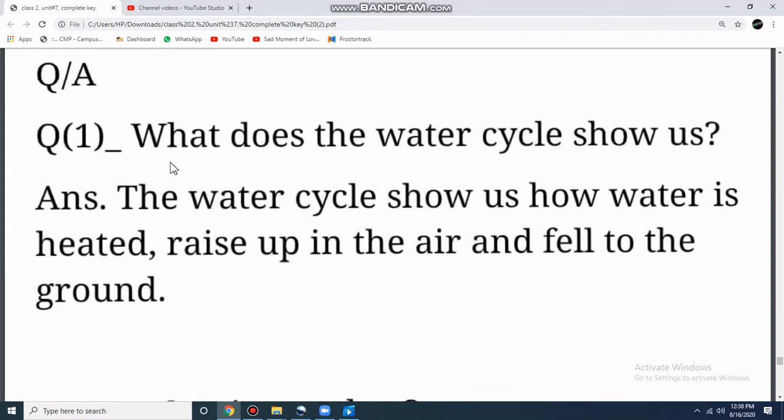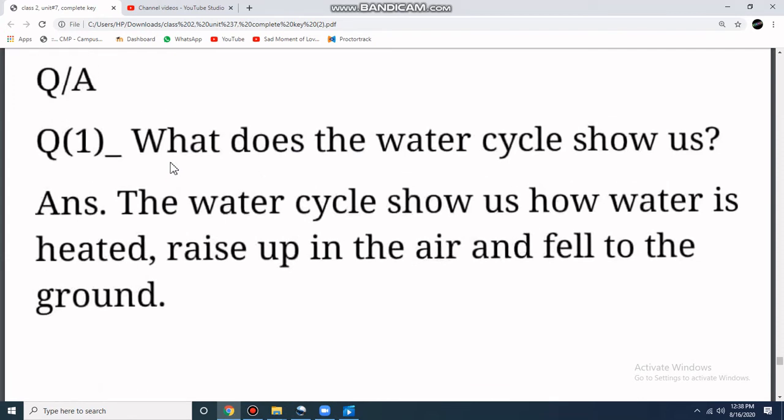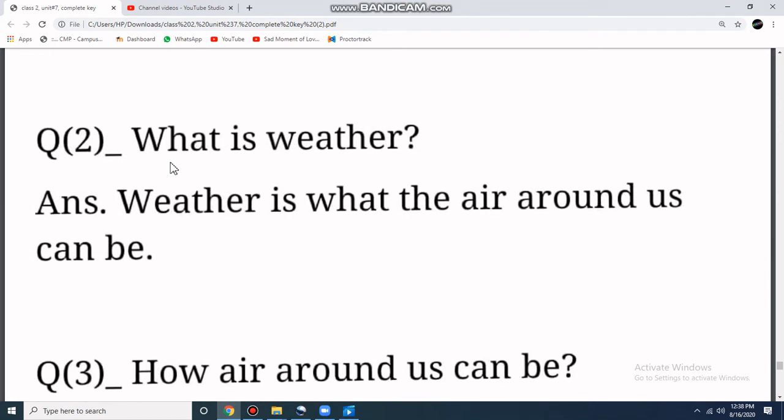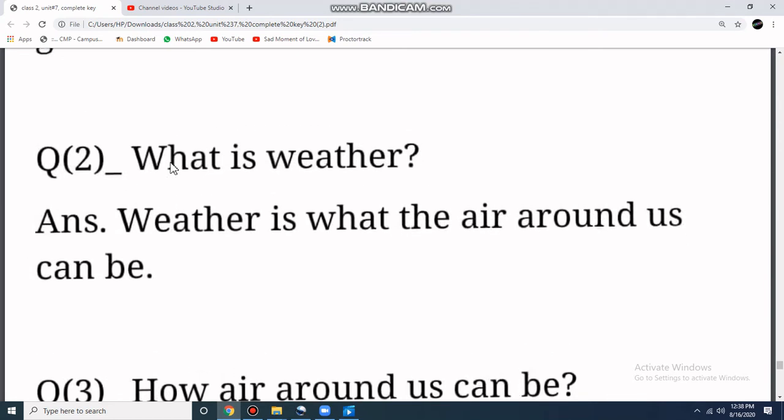What does the water cycle show us? The water cycle shows us how water is heated, rises up in the air and falls to the ground. Okay. Question 2 is, what is weather? Weather is what the air around us can be. Because weather depends on air. If air is cold, the weather is cold. If air is hot, the weather is hot. So weather is what the air around us can be.